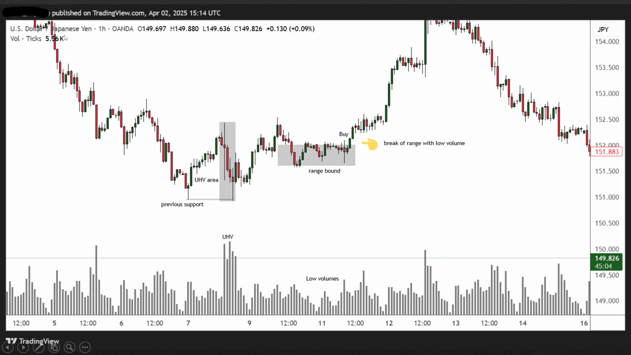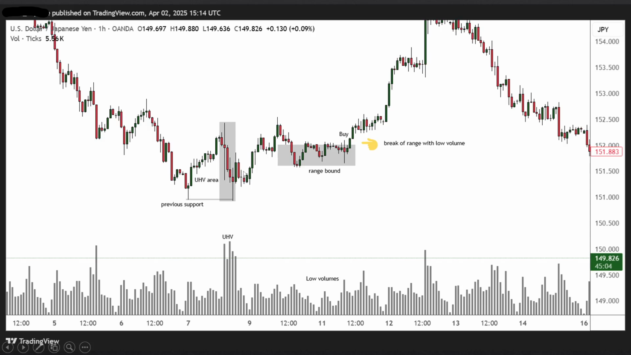Again, this is a USD JPY chart, one-hour chart. Market is coming down, and there was a previous support, and market again dropped and retested that support as a double bottom. On this retest, market had ultra high volume, and then market jumped up with a low volume. You just buy there.